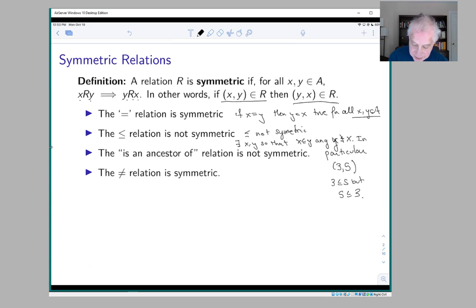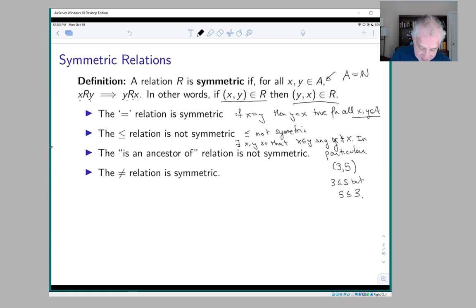Now, I should have been careful here. There is an exception to this, which requires us to focus our attention on the set A. What if A only has one element, or is the empty set? So let's assume for the moment here that A is the set of natural numbers.